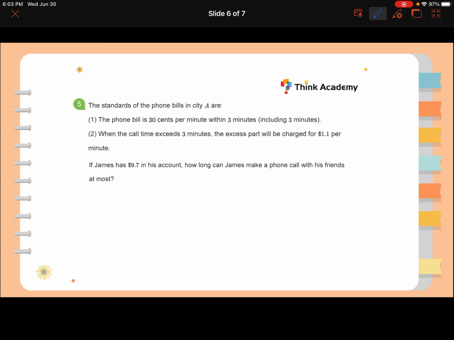minute phone call. So if James only calls his friends for 3 minutes, then what's the bill? The bill will be 0.3 multiplied by 3, because the bill is 30 cents per minute within 3 minutes. So if he calls for 3 minutes, then he only used the first standard. So the total bill will become 0.9. And you see that that's way smaller than the $9.7 that James had. Okay, so he can definitely call more than 3 minutes.